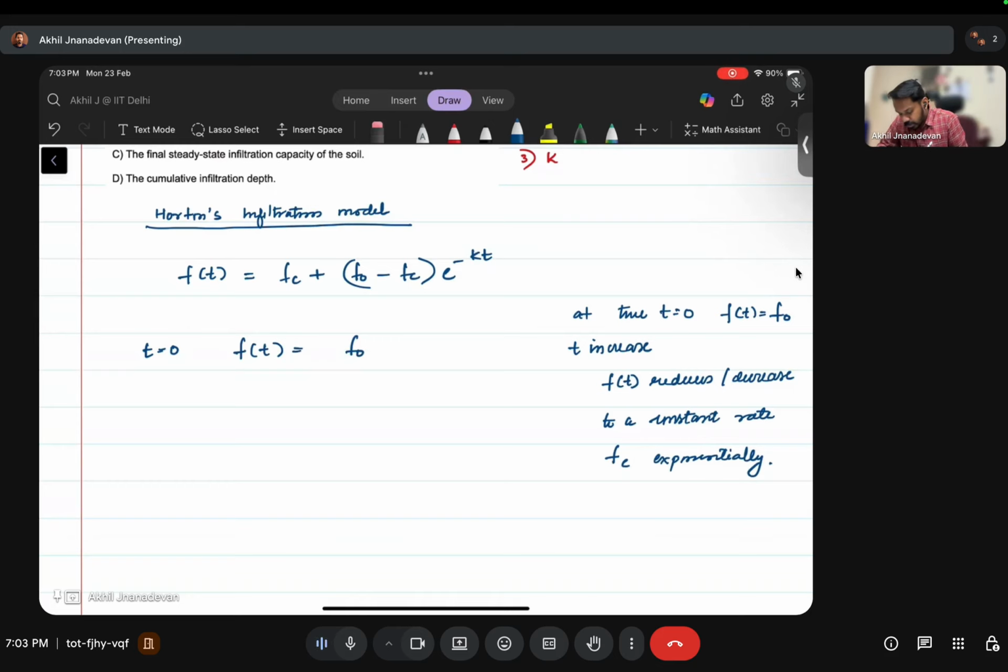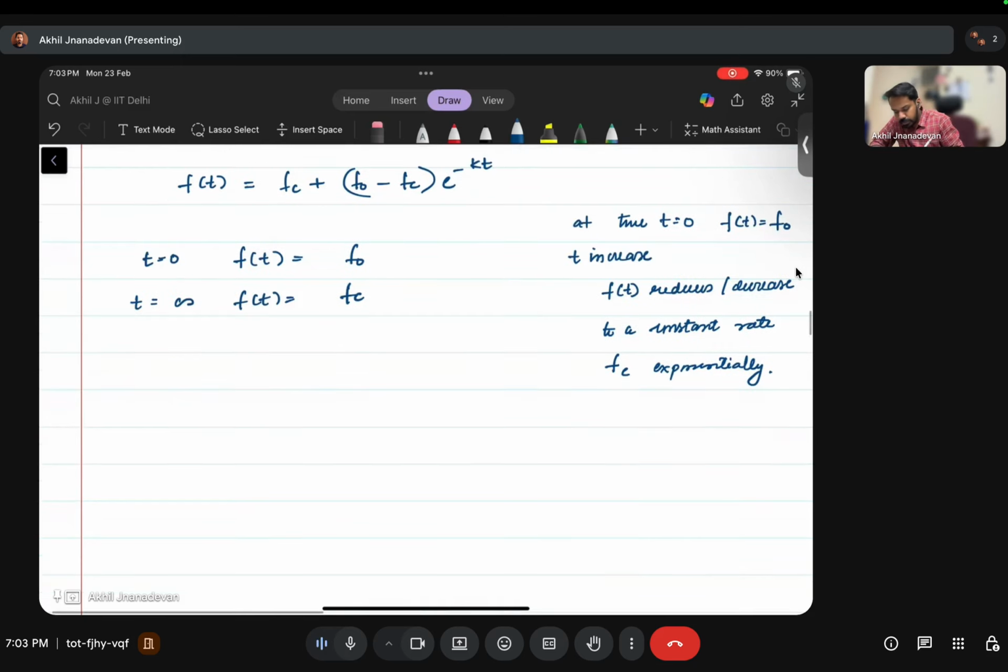That is, if t is infinity, then the second term will be almost equal to 0, right? Then f of t will be fc. So after a very long time, we will be getting a constant rate that is called fc. Basically, initially it is f naught and it is exponentially decreasing to a constant rate fc.